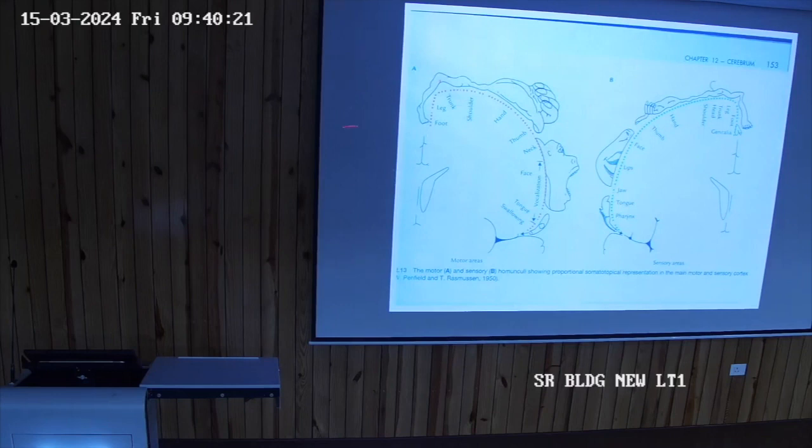Now look at this diagram, how the representation is on the precentral area and postcentral area. The representation of the body is upside down. The foot part is above, then leg, trunk, shoulder, hand, thumb, neck, and like this. This is called upside down representation, and it is not concerned with the area of the body.